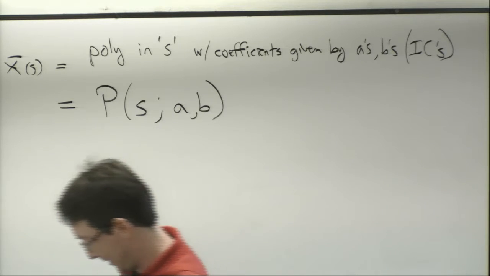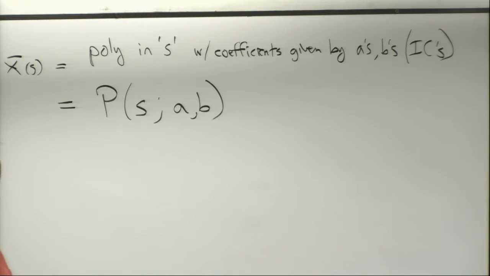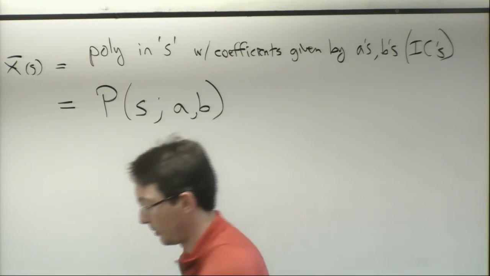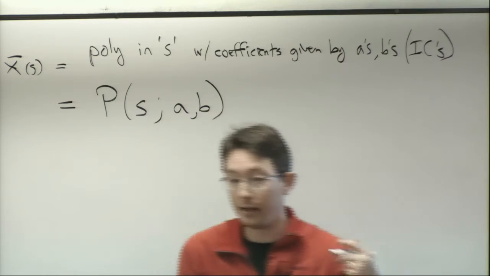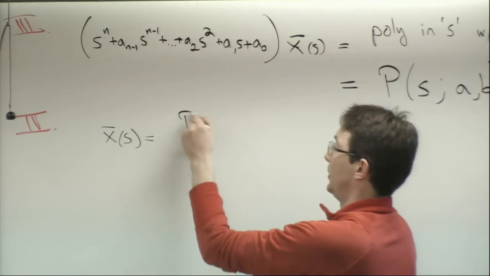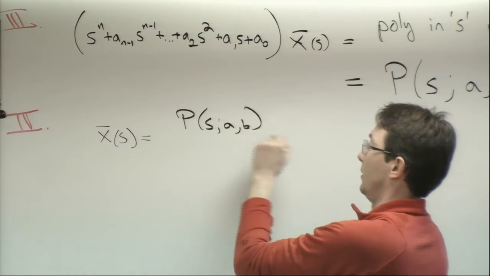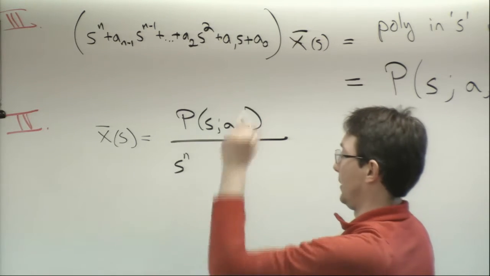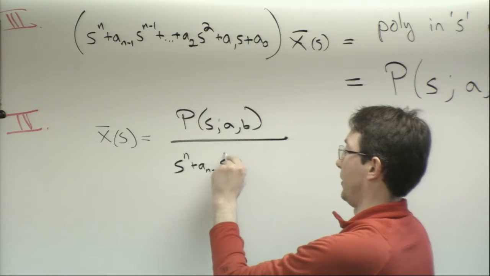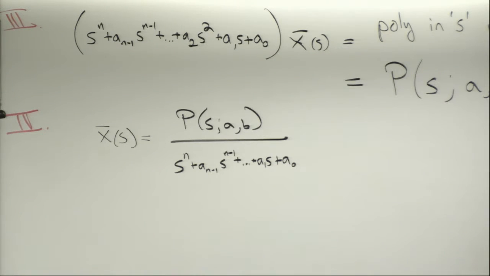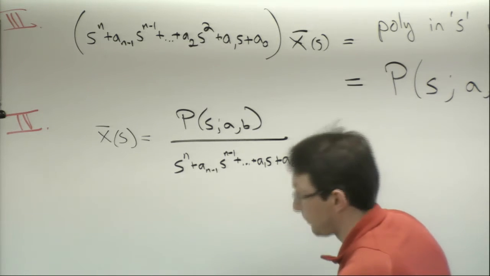All right, so what's the fourth step? Okay, so why am I dividing? Let's be more clear. Why am I dividing by the characteristic polynomial? I'm isolating my solution. So I want x bar of s equals this polynomial, p of s parameterized by a and b, parameterized by my initial conditions, divided by my characteristic polynomial, s to the n plus a n minus 1 s to the n minus 1 plus dot dot dot plus a 1 s plus a naught, my characteristic polynomial in the denominator. Okay, we're getting super duper close. Only 2 more steps.